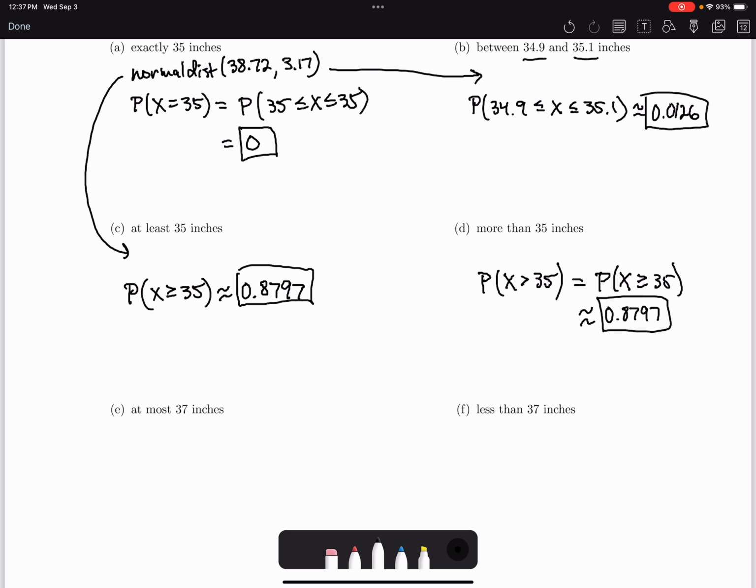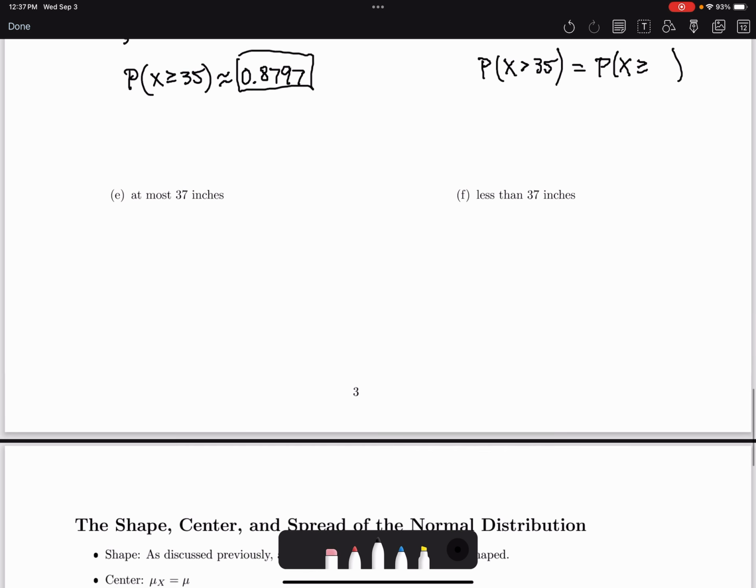Okay, so for a normal distribution, as well as just for any continuous distribution, parts C and D are exactly the same thing. Okay, with that in mind, go ahead and pause the video and try out parts E and F on your own.